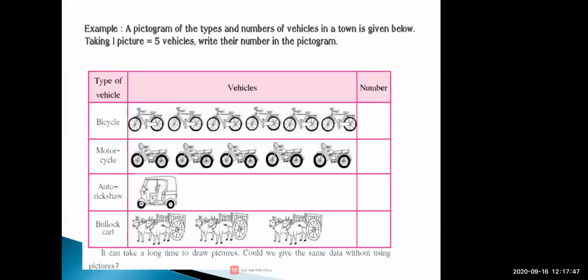Now first of all, what is a graph? Okay, you can see this picture. This picture is of a graph paper. Listen students, bullock carts are 3. So 3 multiplied by 5, 3 times 5 is 15. So bullock carts are how many? 15 bullock carts are there.